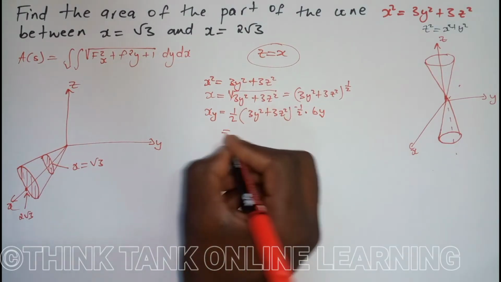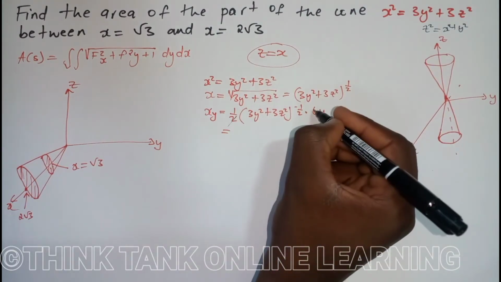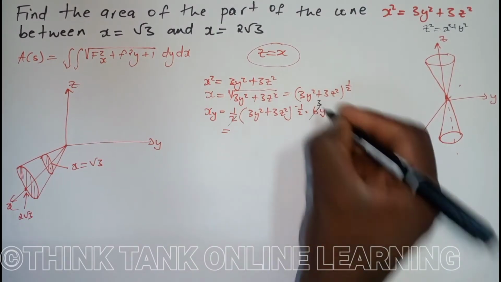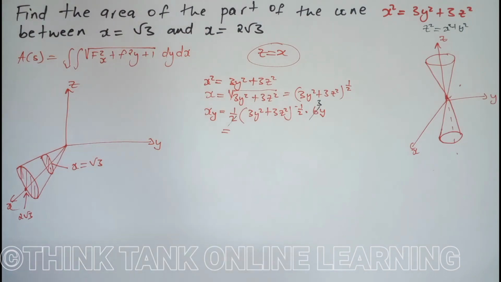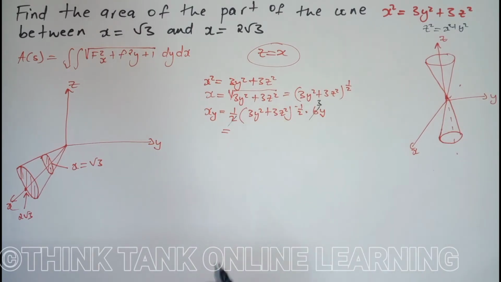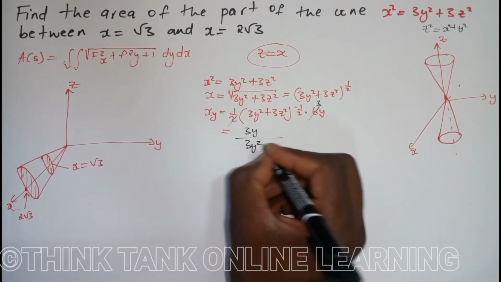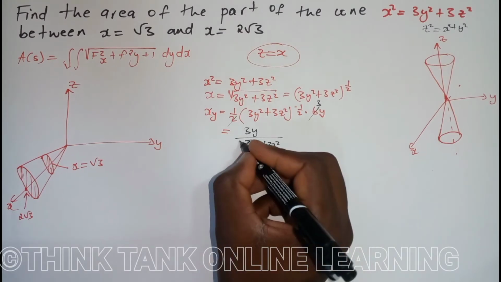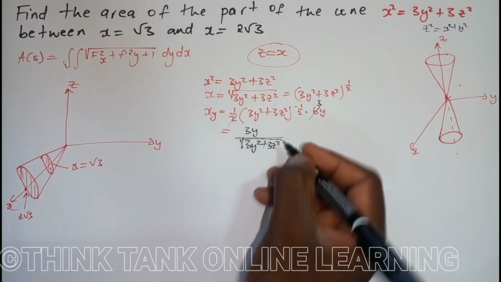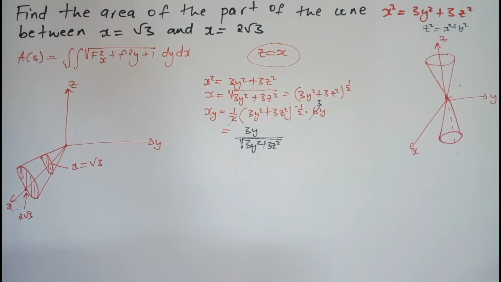Okay, that is good. Let's try to simplify here. So 2 into 6 is going to give us 3. Okay, so that is going to be our answer. I'm assuming that you have knowledge of indices. If something is to the power negative half, to remove the negative you say 1 over, and 1/2 means the square root. So I'm going to have 3y on top here, and 3y squared plus 3z squared under a square root. Okay, so this is the partial derivative of x with respect to y.